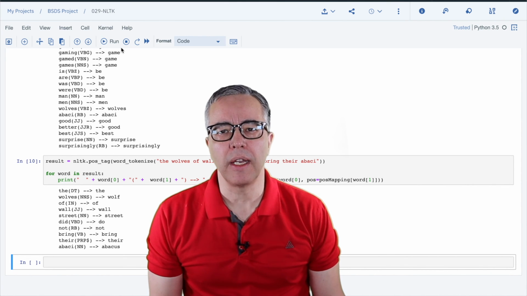So both stemming and lemmatizing are good tools in text analytics. Keep them in mind the next time you need to process text.